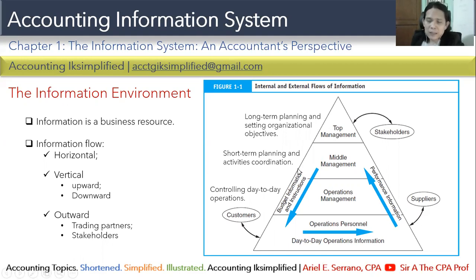Meron din po na yung information may flow from within to without, no? Mula sa loob papunta sa labas, ang tawag po natin dyan ay outward. Kaya po dito sa ating illustration, makikita ninyo yung mga arrows dito represent the flow of information. Okay? O, halimbawa, dito sa pinakababa, doon sa operations personnel, no? Horizontal po yung information because the information that pertains to the day-to-day operations flow horizontal because the information is needed by the operations personnel, no, para sa paggagawa ng kanilang mga trabaho. Kung ano man yung parte, ano man yung kanilang job descriptions.